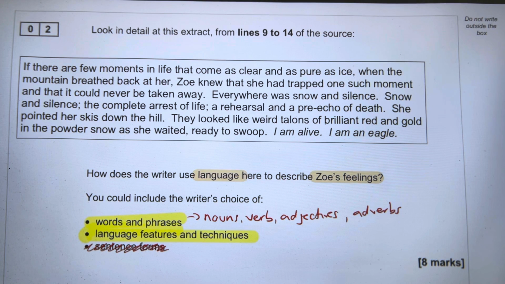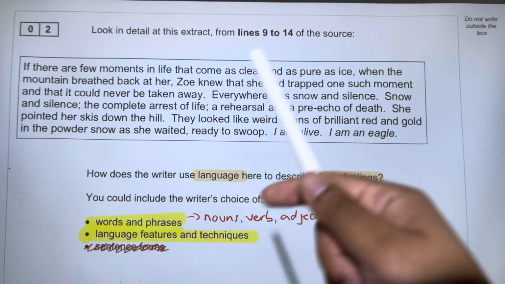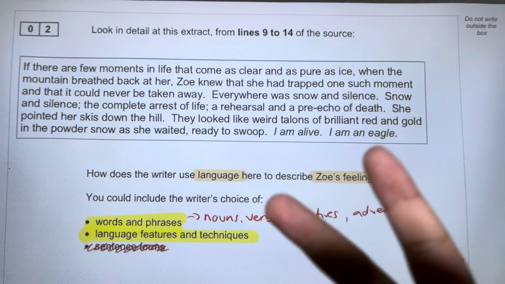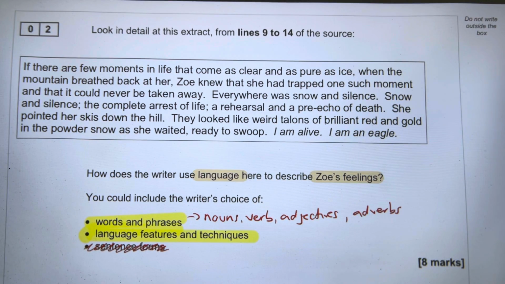Now, it says here, guys, clearly that it is an 8-mark question. So we know that we are looking to write 2 paragraphs. Therefore, from these entire 5 lines, we must find 2 quotes that we can use to describe Zoe's feelings. Now guys, don't forget the structure that we are aiming for is point, reference, technique, explain, zoom in, explain. The way I'm writing on this sheet is how you should be writing in your exam.